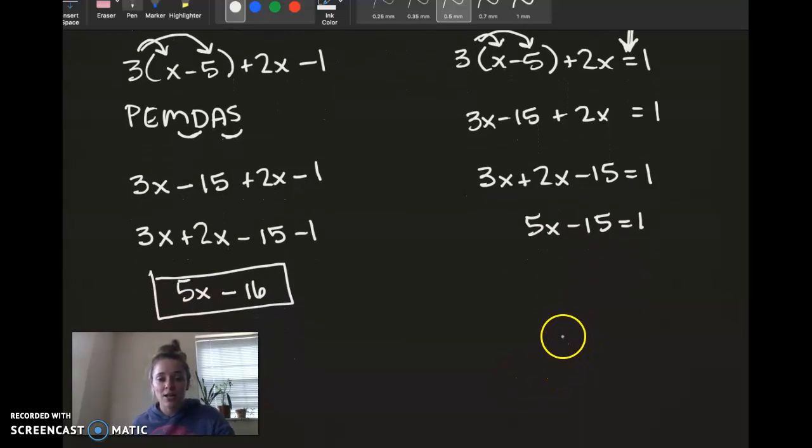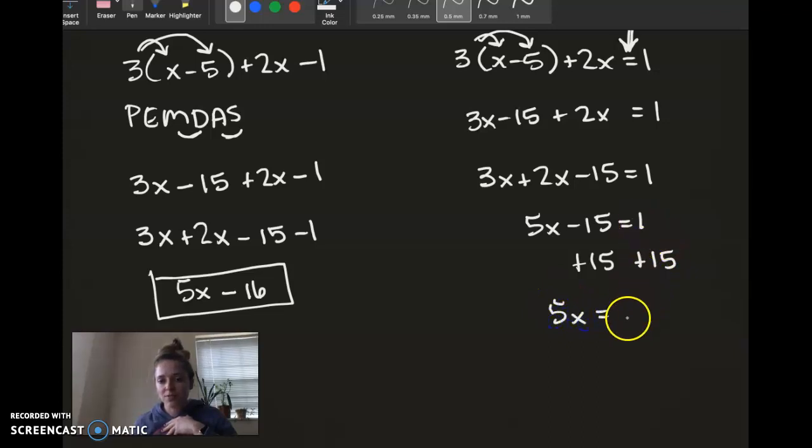So now I'm in the mode of trying to get x by itself. So I want to get the term by itself first. So I want to get rid of that minus 15. So I'm actually going to add 15 to both sides. So I get 5x equals 1 plus 15 is 16. And then to get the x by itself, to undo the multiplication, right, because 5 is multiplied by x, I have to divide. And when I do that, I end up with x equals 16/5.